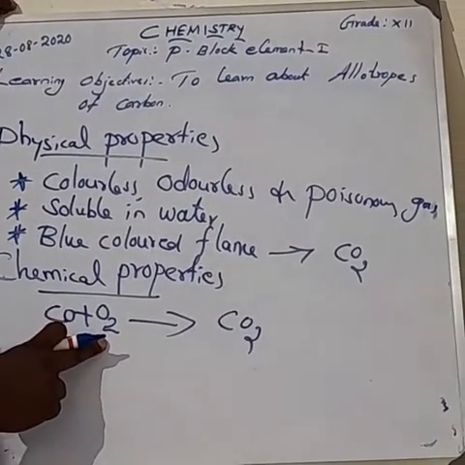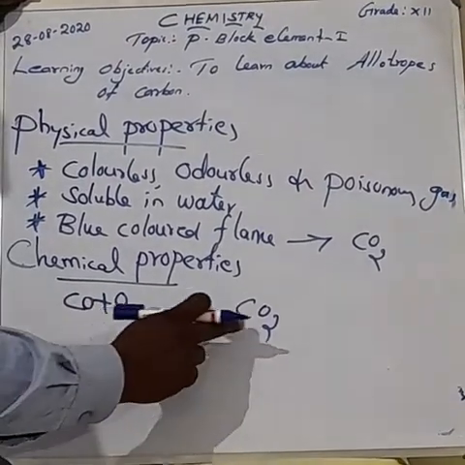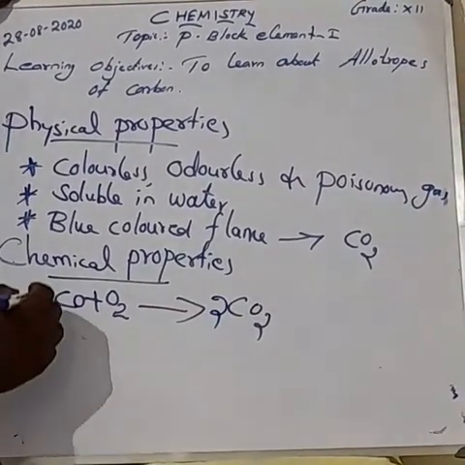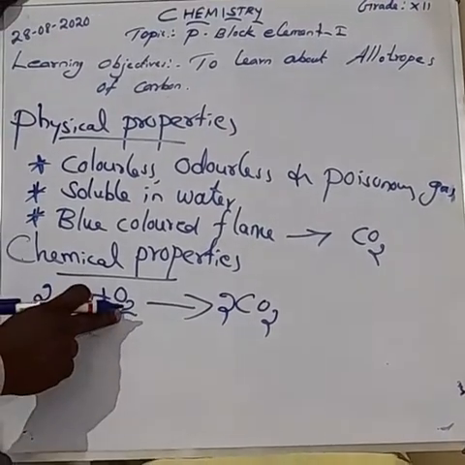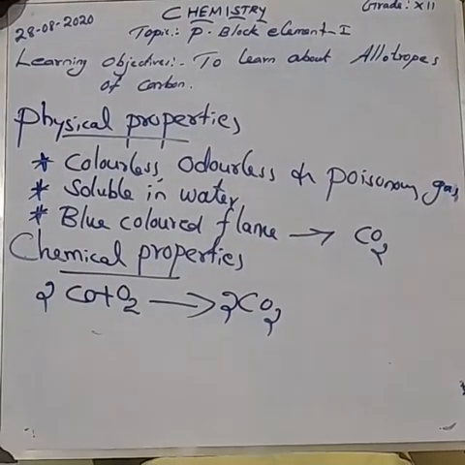How can you balance the equation? Here we have 3 oxygen, there we have 2 oxygen. So make it 2 here, and also make it 2 here. Now 2 oxygen plus 2 oxygen is 4 oxygen. So the equation is balanced.